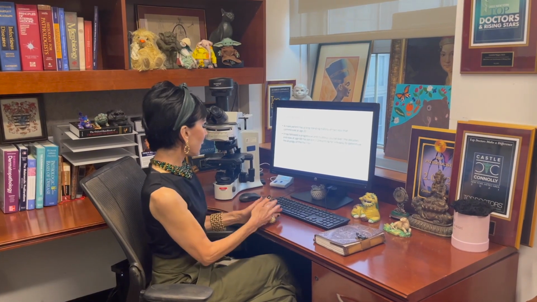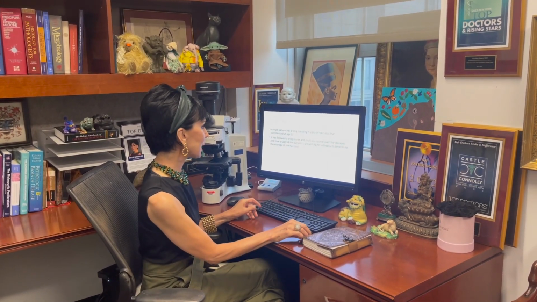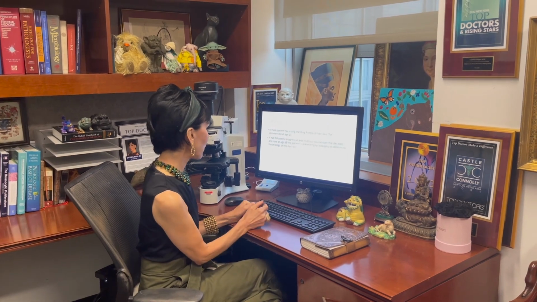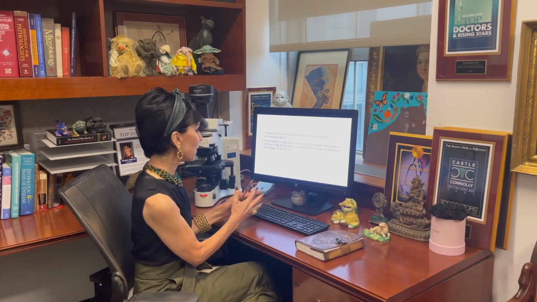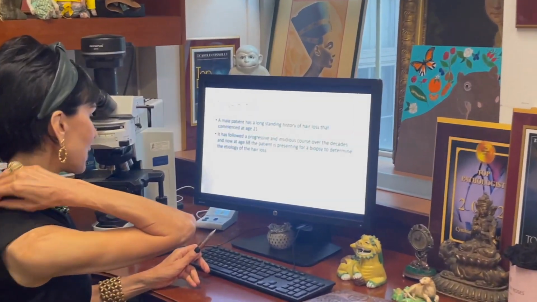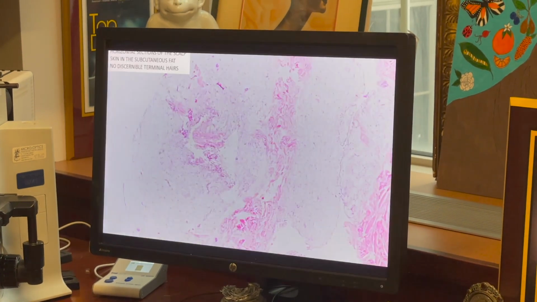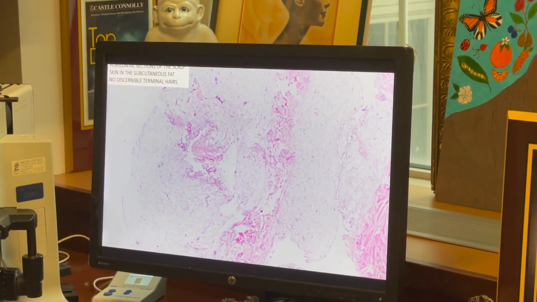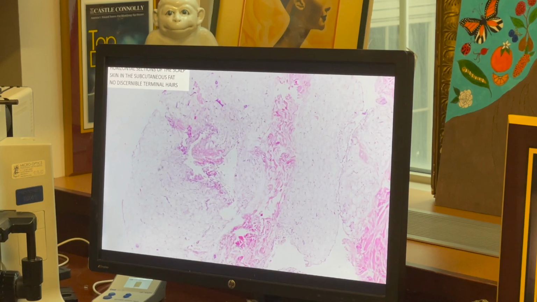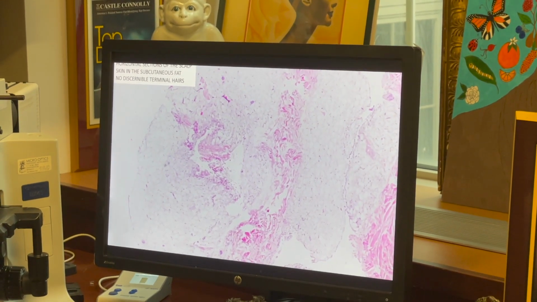So the case we'll present today is that of a male patient who has long-standing hair loss that commenced at age 21. It's followed this progressive and insidious course over the decades, and now at age 68, the patient is presenting for a biopsy to determine the etiology of the hair loss. We have two types of biopsies in this case. We have a horizontally sectioned scalp biopsy and a vertically sectioned scalp biopsy.